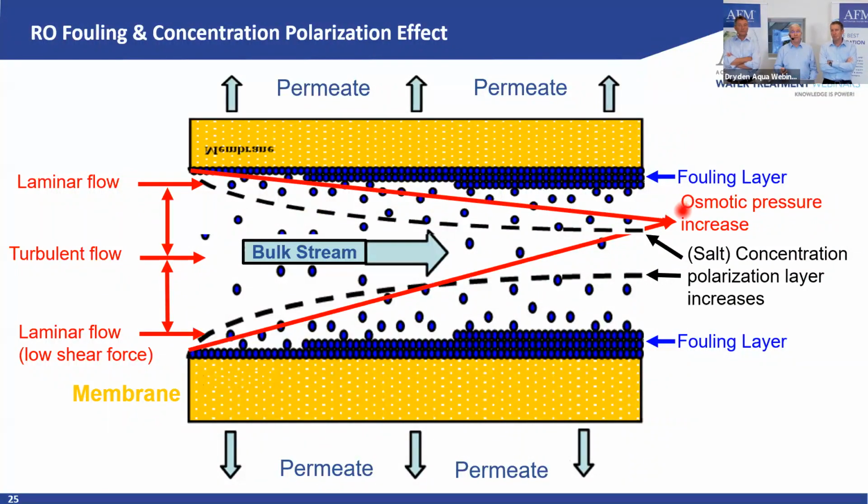So what does it mean? You have a higher osmotic pressure. That means you have more salts in that area than you would have if there were no fouling layer. And because there's a laminar flow, these are not removed by turbulent flow rates. So if my osmotic pressure goes up, what does that mean? Osmotic pressure, that's actually the key.